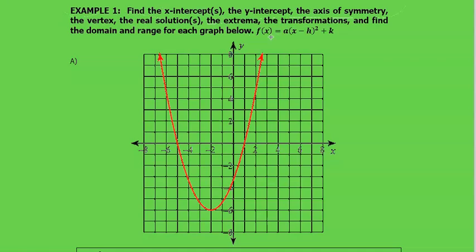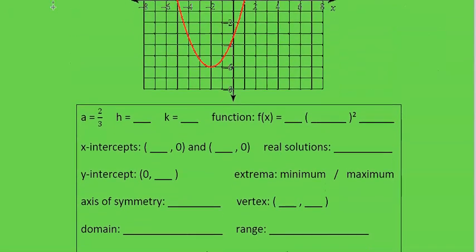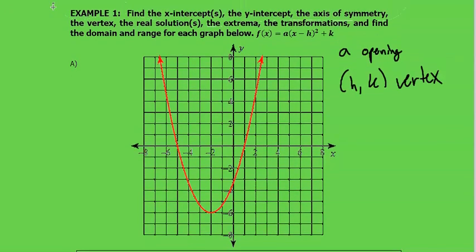So let's recall the vertex form function. f of x equals a times x minus h squared plus k, where a determines the direction of opening, and then h comma k is the vertex. So before we write those on the box below, let's label them on the graph itself.